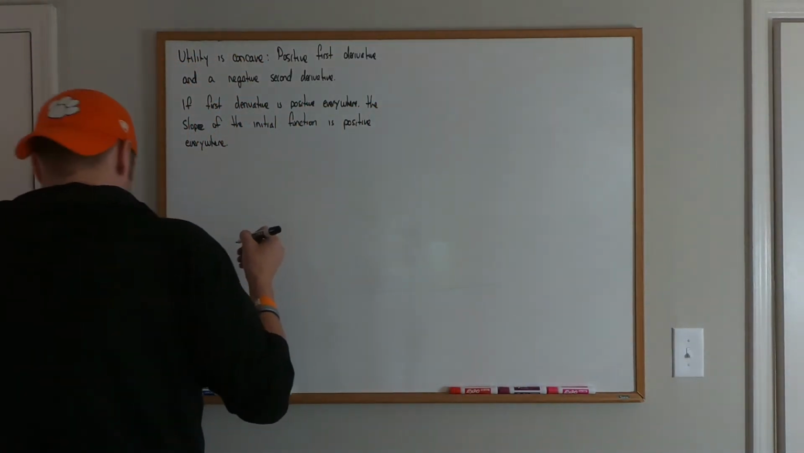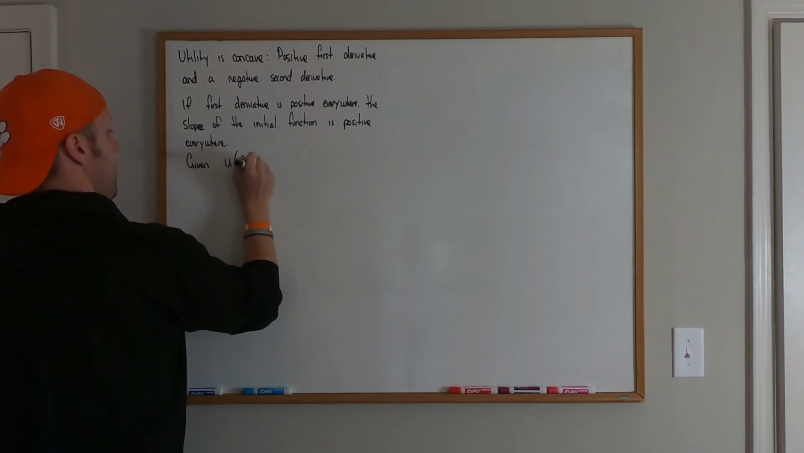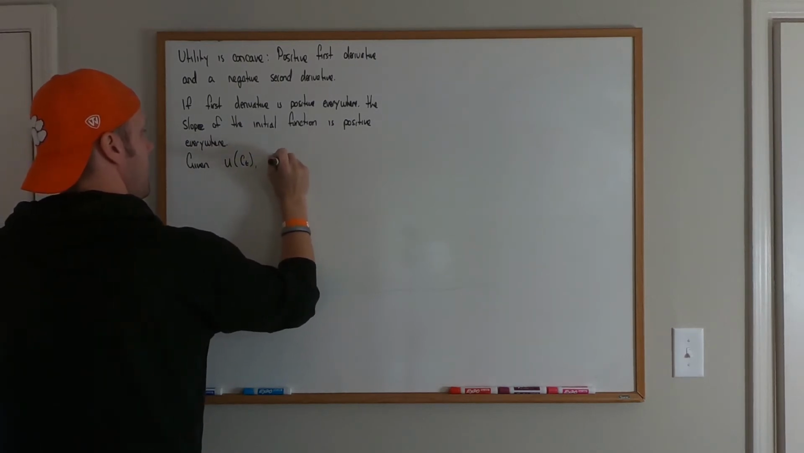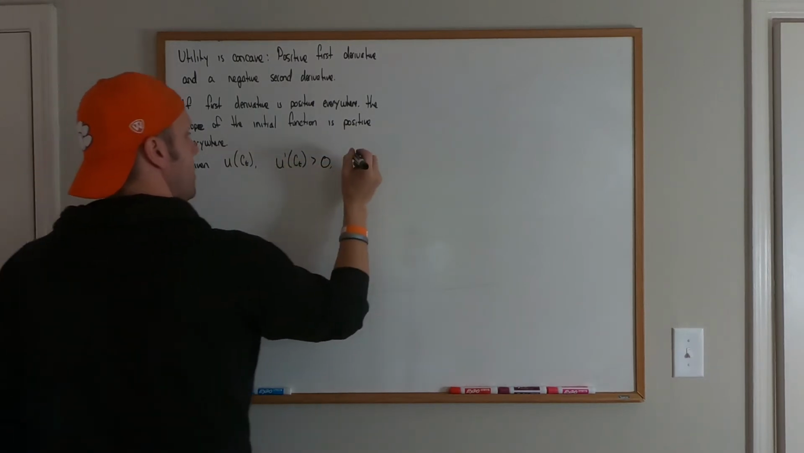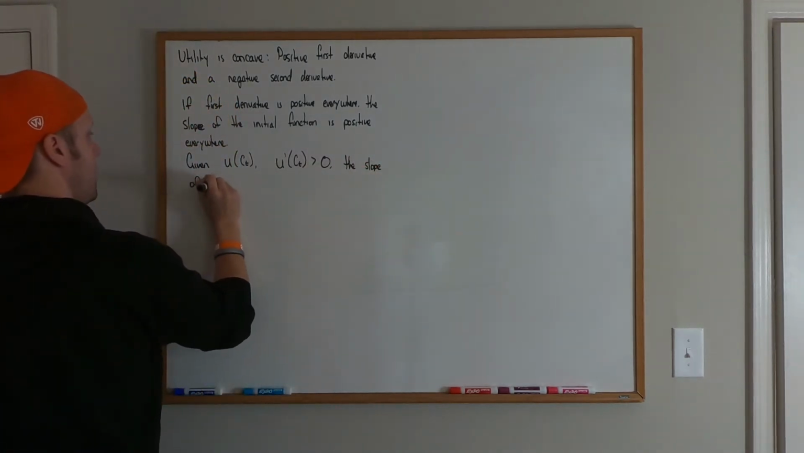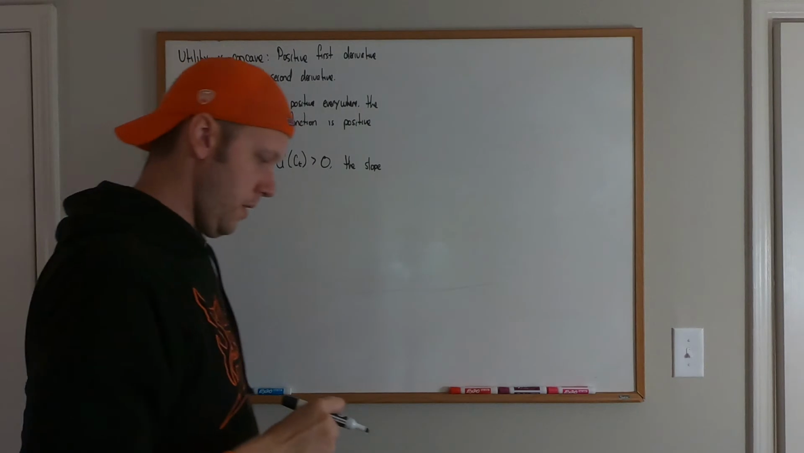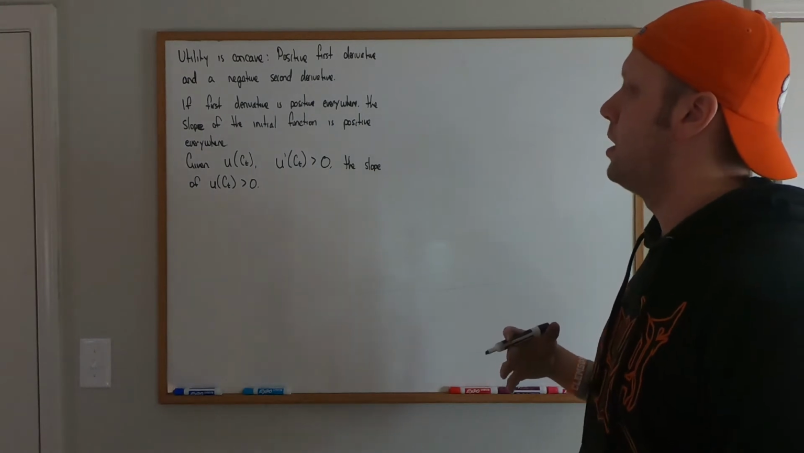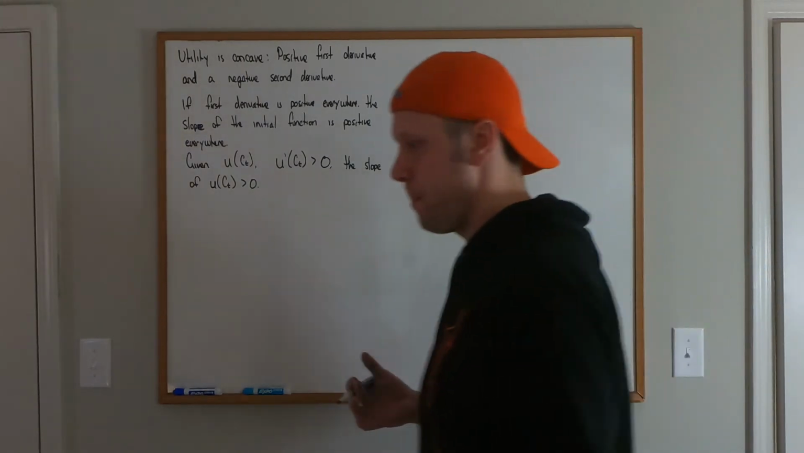Well, what this says is, given u of ct, if the first derivative of utility is positive, the slope of u of ct is positive. So if I take the first derivative of my utility function and it's positive, that tells me the slope of that utility function is always positive. The more I consume, the happier I get.